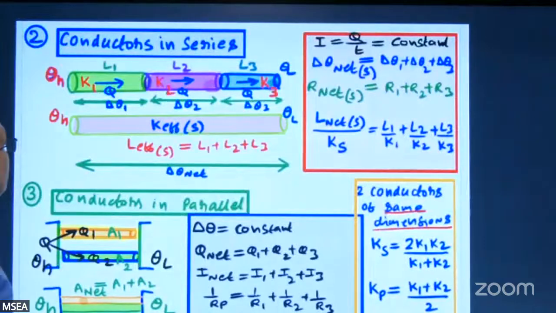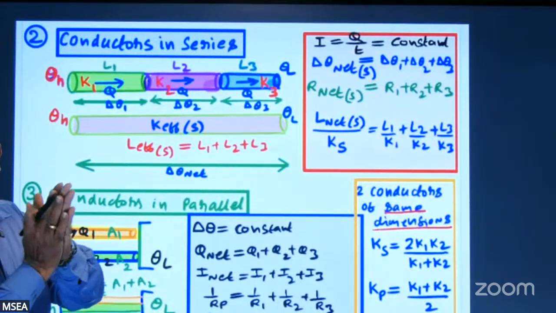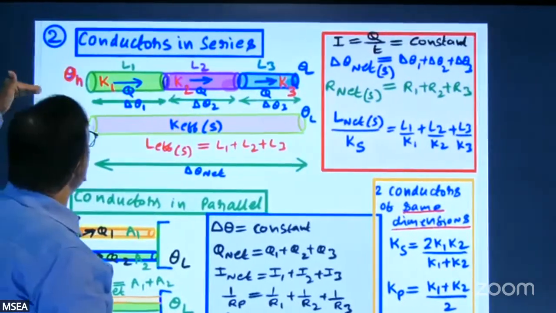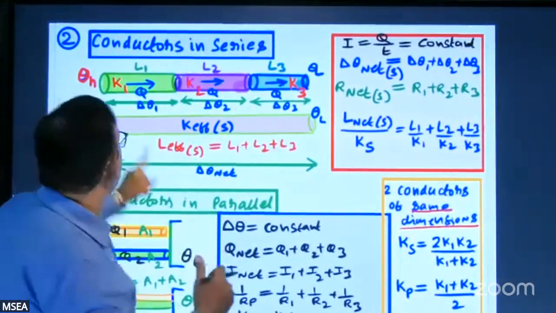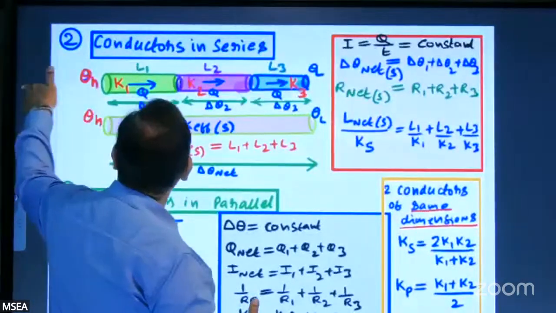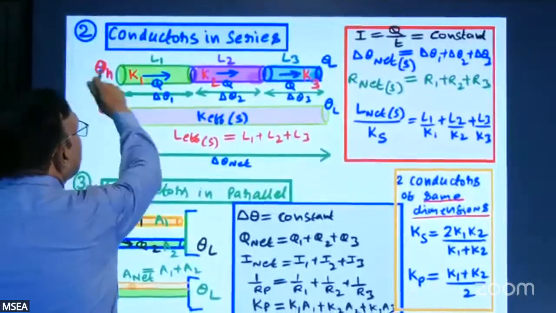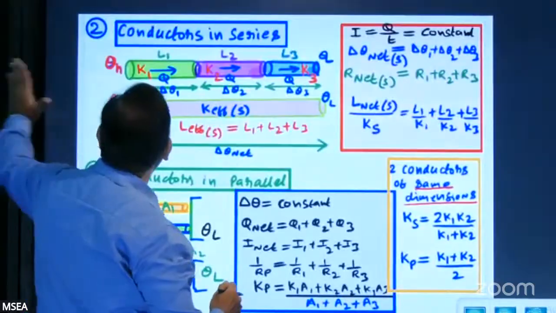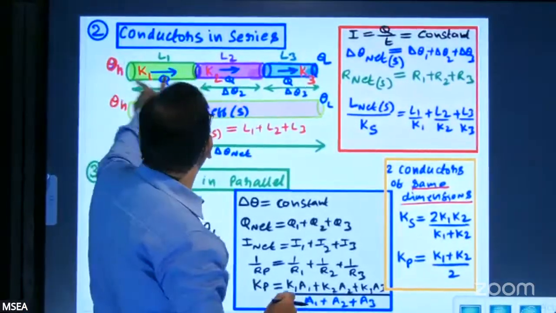Most of the questions that come in the exam are based on conductors being connected in series and parallel. You know the meaning of series combination. Conductors are connected end to end. This is one conductor, to this end one more conductor, to this end one more conductor. This is an end-to-end connection. Now, when different conductors are connected in series, naturally, whatever quantity of heat energy flows, the same quantity of heat energy flows from one end to the other end.